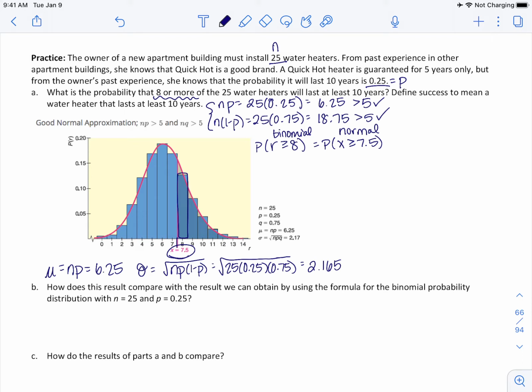All right, so I want you to do the normal calculation to figure out the probability. Okay, so we have normal CDF. Lower bound is 7.5, upper bound is 10,000. Our mean is 6.25, standard deviation is 2.165, and so that will give us 0.2818.